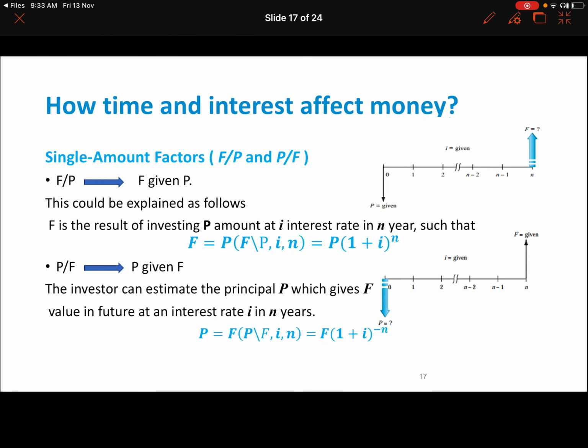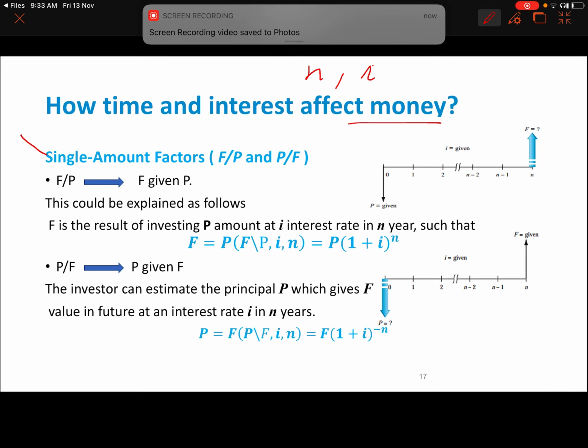So, how do time and interest affect money? How do N and I affect money? This is really important. We use something called the single amount factor, F given P and P given F.